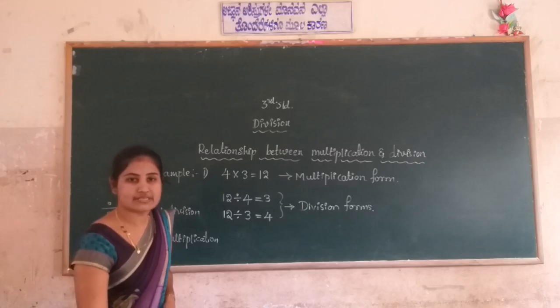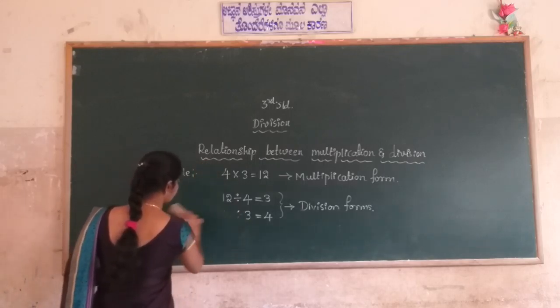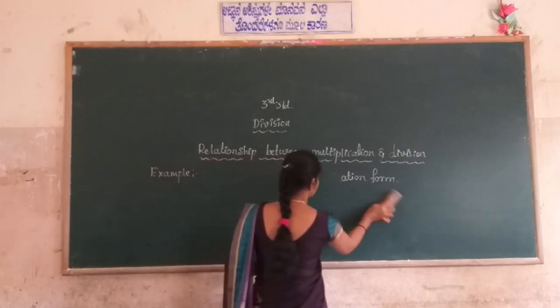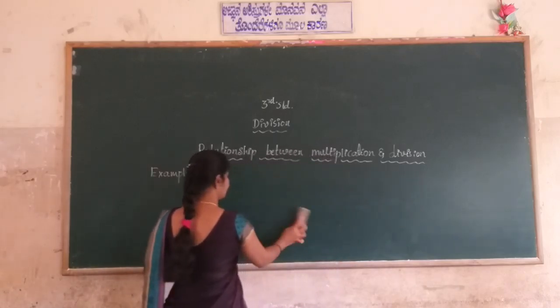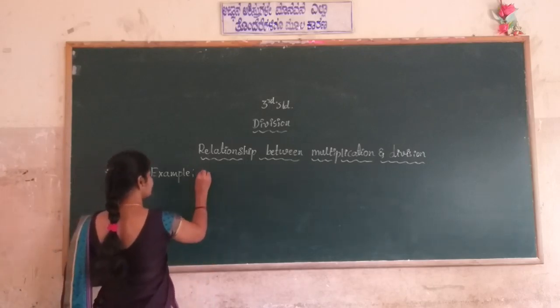I take one more example. Example 2. Write the division form of the multiplication form. First, I give one multiplication form.